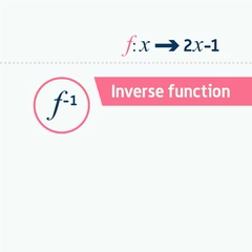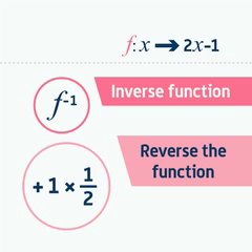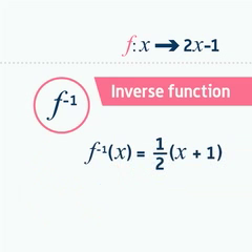f is the function that maps x onto 2x minus 1. So we have to reverse the function f. Reversing the function f means adding 1 and then halving. So the inverse function f minus 1 of x is half x plus 1.